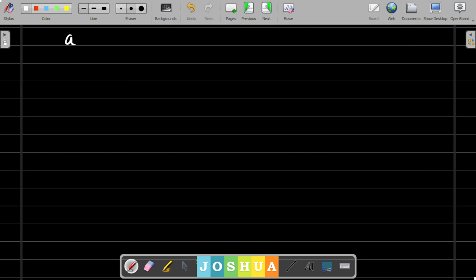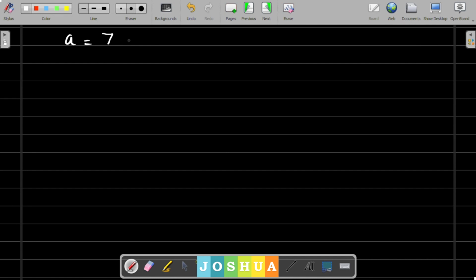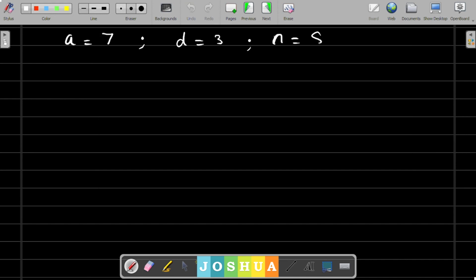Everything is given in this one. Look at the first part. They give a equal to 7, d equal to 3 and n equal to 8. So write the values here. a is equal to 7, d is equal to 3 and n equal to 8. So we are going to find an.